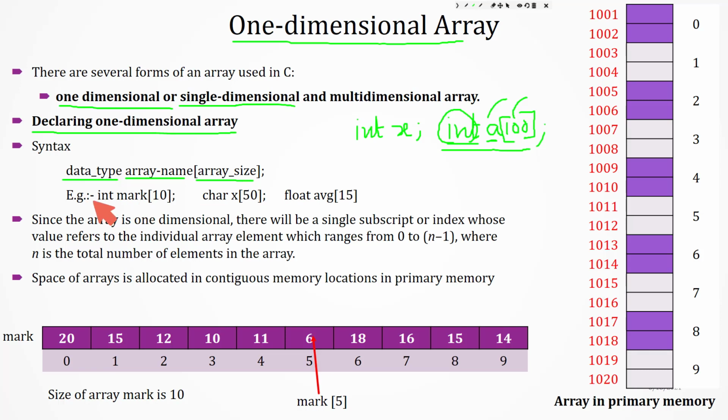So here are some valid array declarations. Int mark of 10, that means it can hold 10 integer values. Here char x of 50, that means x is a character array which can hold 50 characters. Then float avg of 15. Avg is a floating point array which can store 15 numbers, which will contain some fractional numbers.